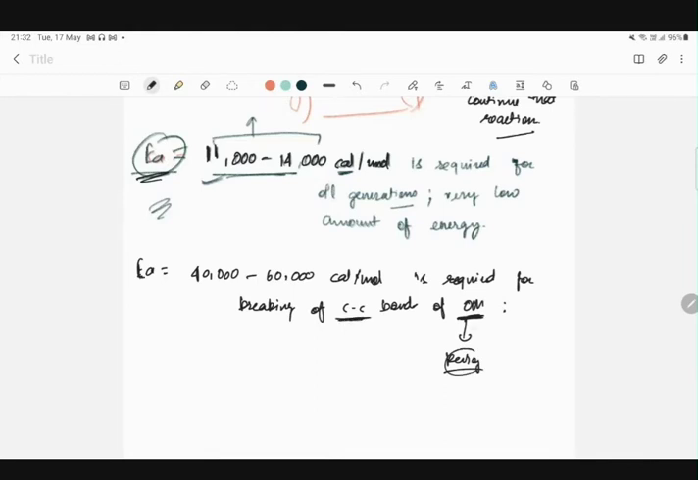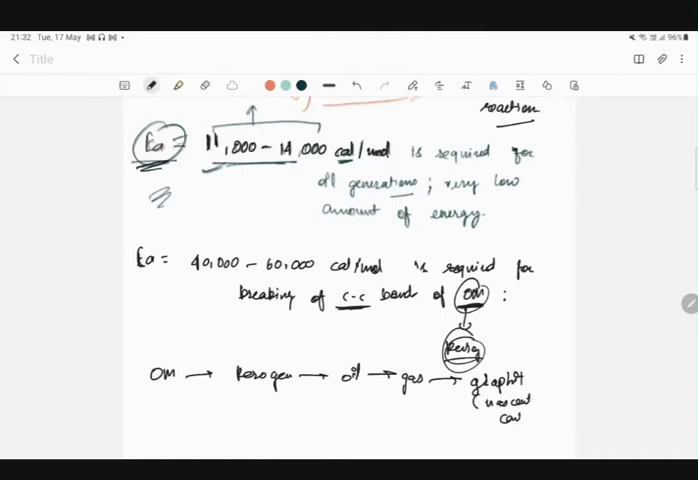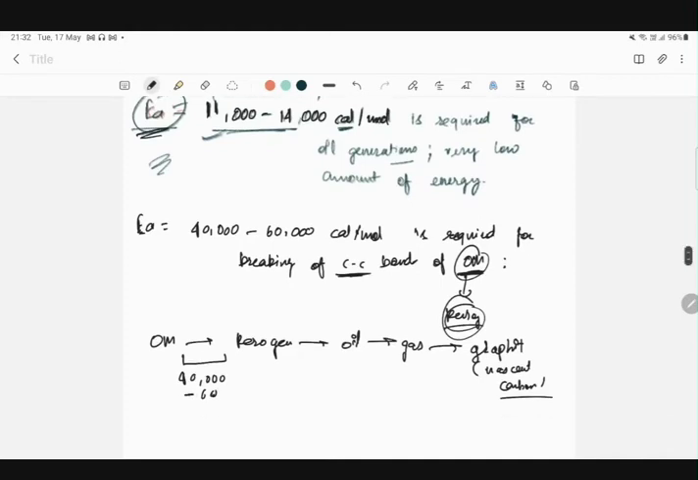So during the initial phase of conversion, organic matter is converted to kerosene, and then kerosene is converted to oil, and then oil is converted into gas, and then we get graphite, or say nascent carbon, in the ultimate stage. During the phase of organic matter to kerosene, the amount of energy required is large, that is about 40,000 to 60,000. Sir, what is written? C-C bond. Yeah, C-C, carbon bond.